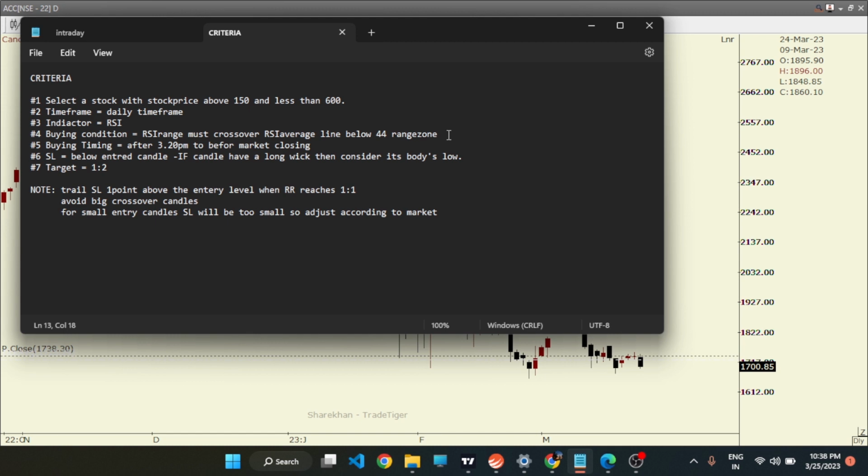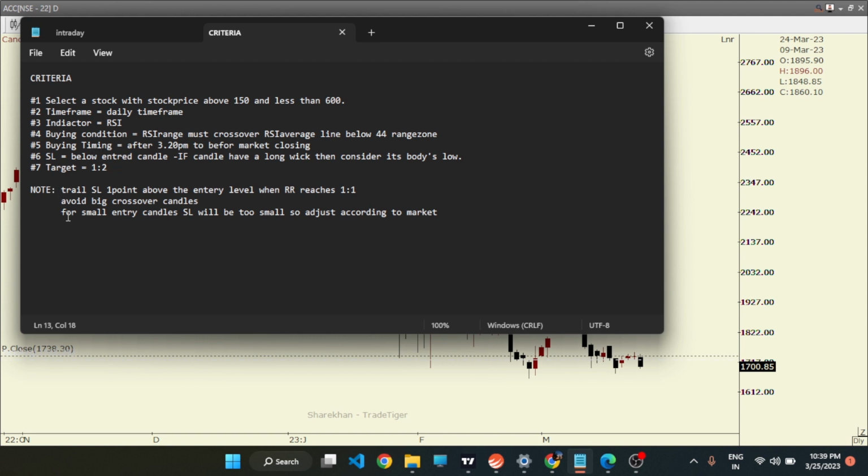This point I will explain in the chart. The buying timing must be after 2:20, before market close. Within the last 10 minutes we need to execute our order, and the stop loss must be below the entry candle. If the candle has a long wick, then consider its body top. This one also I will explain in the chart, and the target must be 1:2.